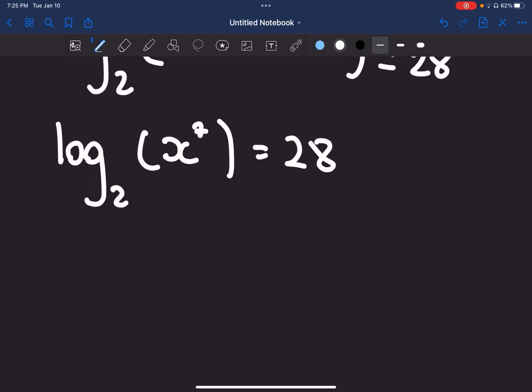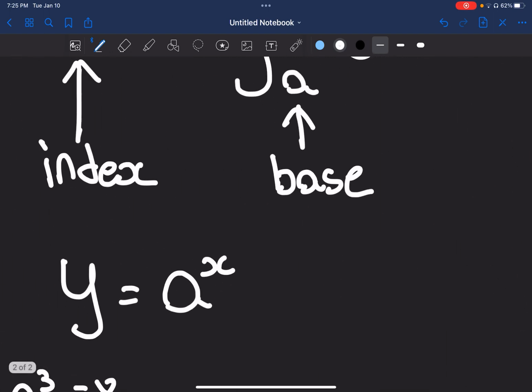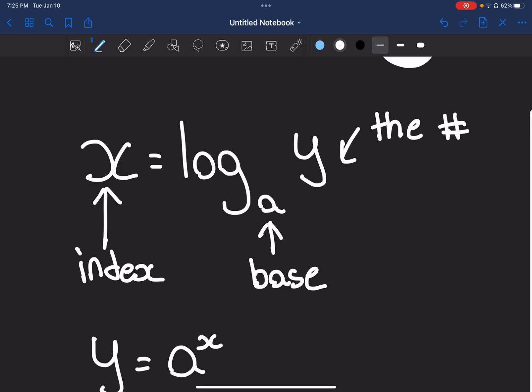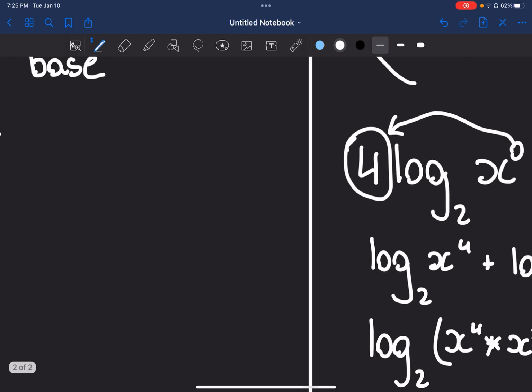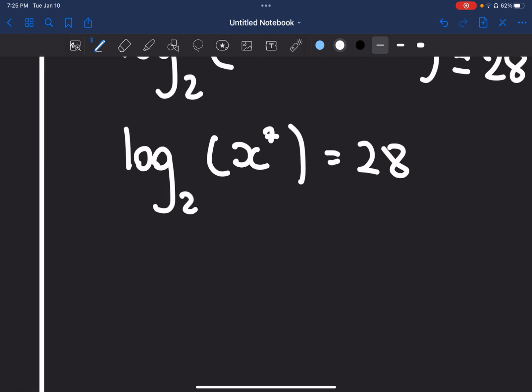When something is in the form of a logarithmic function, it mimics this form right here, where x is equal to log base a of y, where x is the index, meaning that's going to be the power. So we already know that something is to the power of 28. But what's to the power of 28? Log base 2, so the base to the index gives us the number. So 2 to the 28 equals x to the 7. In this case, x is on its own, it's not to the power. People might say x is to the power, but that's just not how this works.